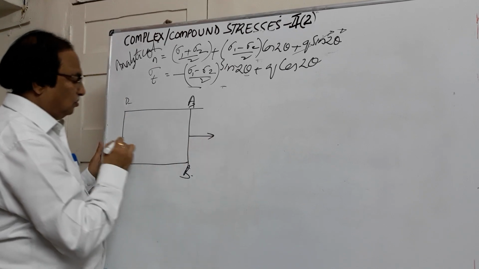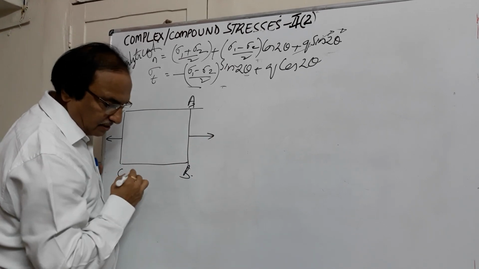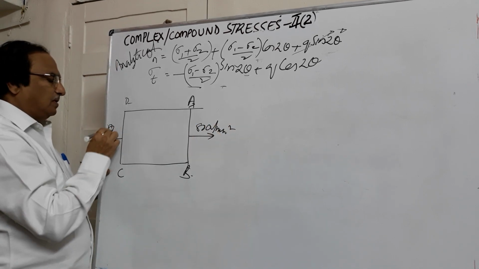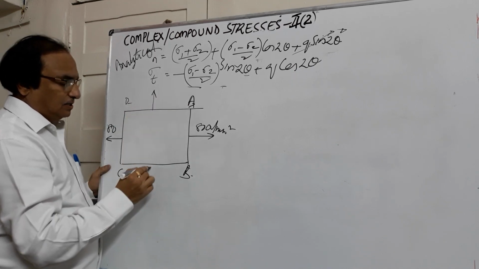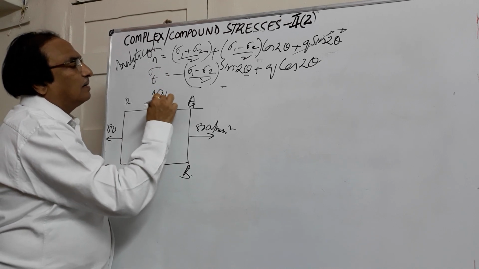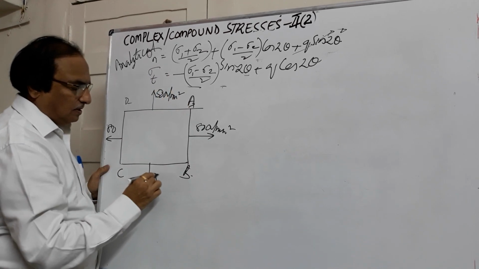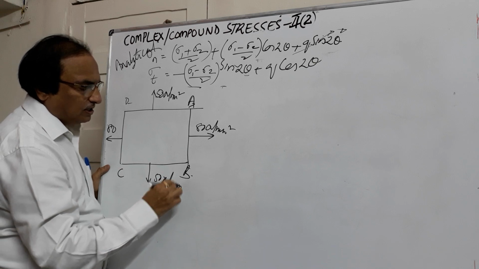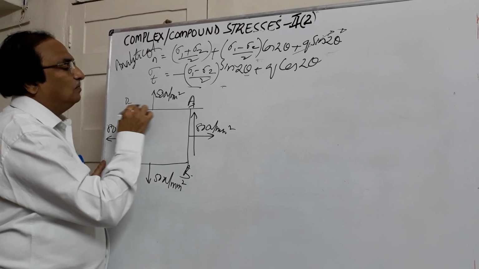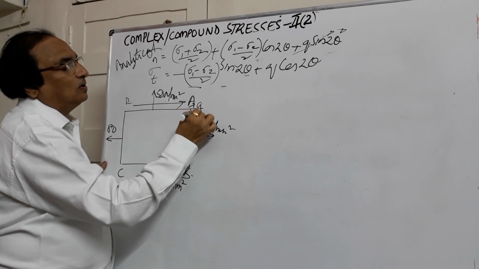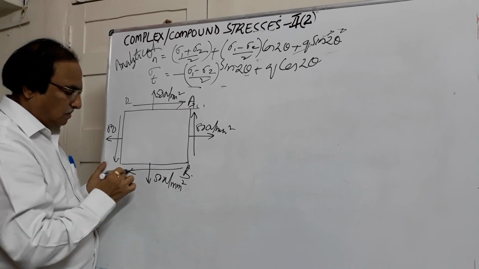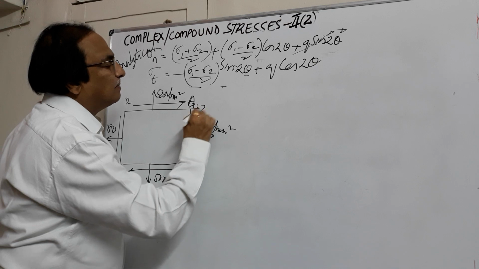Let it be subjected to stresses in x direction as 80 Newton per mm square, and stresses in y direction as 50 Newton per mm square. In an earlier video we have seen such a problem. In this case we are going to add an extra value, the shear stress, and this value of shear stress will be equal to 30 Newton per mm square.